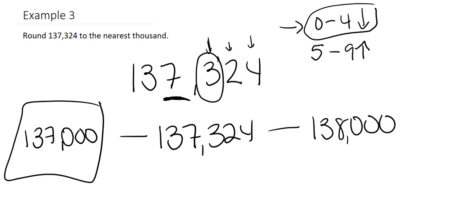So once again, notice that we changed the 3 to a 0, the 2 to a 0, and the 4 to a 0, because we're looking at the nearest 1,000. And we're closest to the 137,000 than the 138,000. So just remember, everything after the digit that we changed, if we round down or up, will become a 0. So this is our solution.